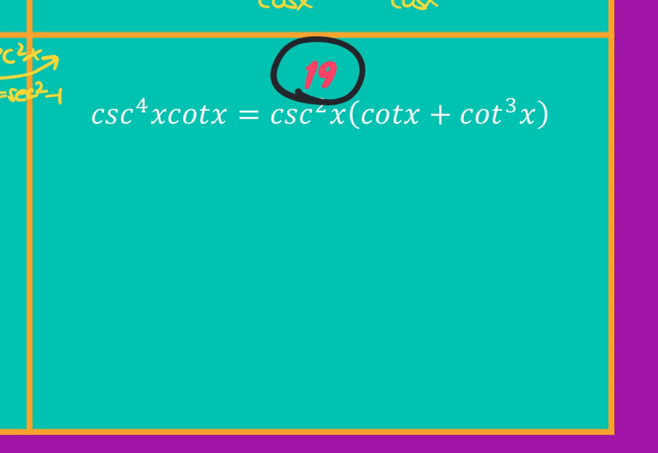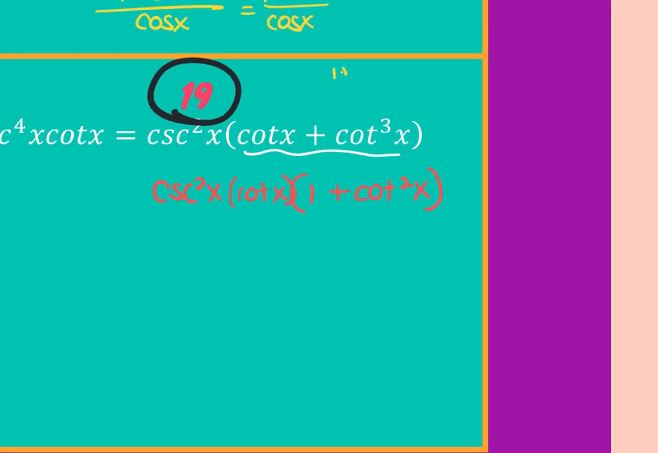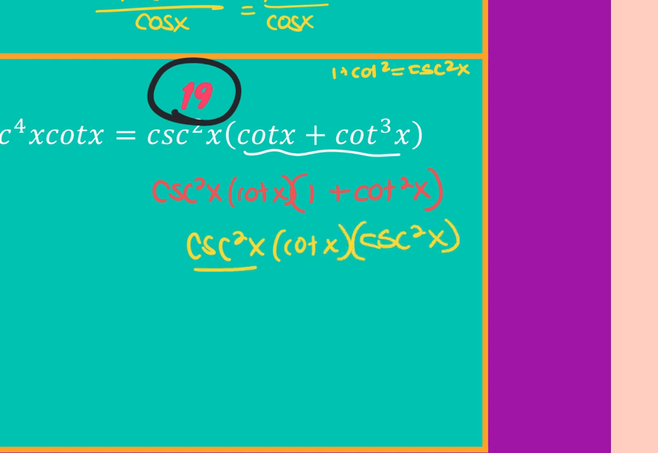Right side is more complicated than left. So if I were to work that first, inside the parentheses, they both have a cotangent. So if I want to factor it out, I would get cosecant squared x times cotangent x times 1 plus cotangent squared x. 1 plus cotangent squared x is cosecant squared x, so I can replace that. And then cosecant squared becomes cosecant to the 4th x times cotangent x.